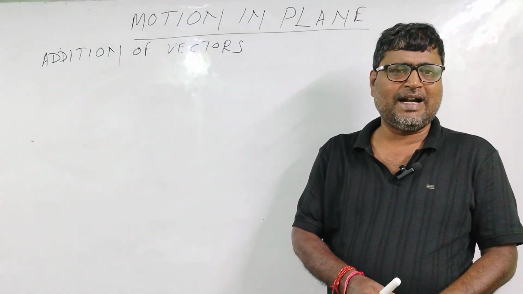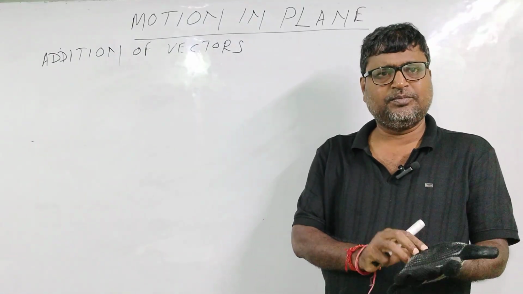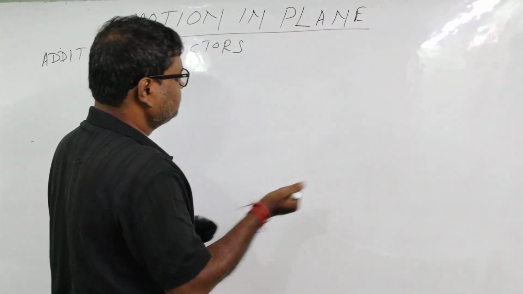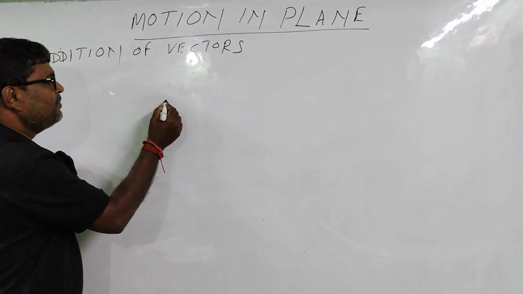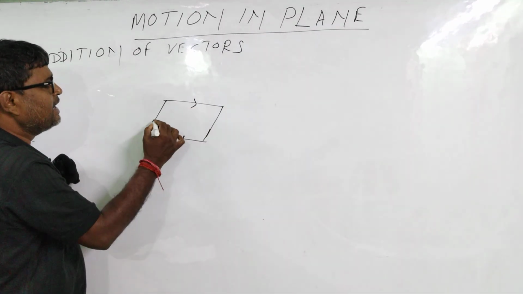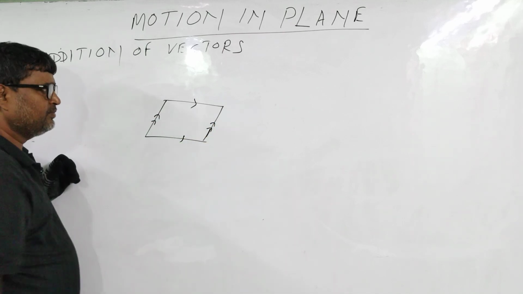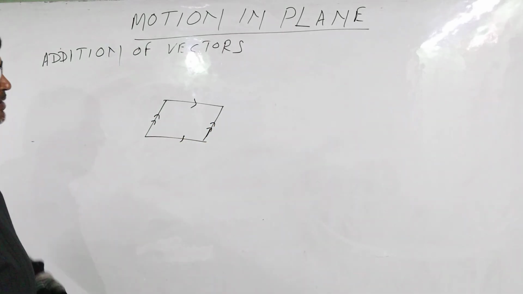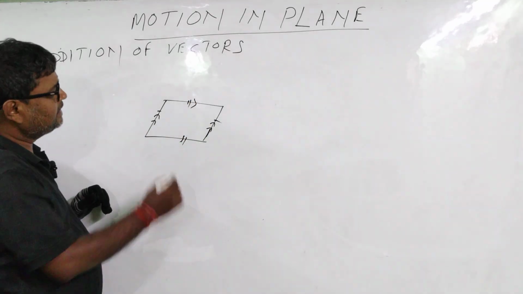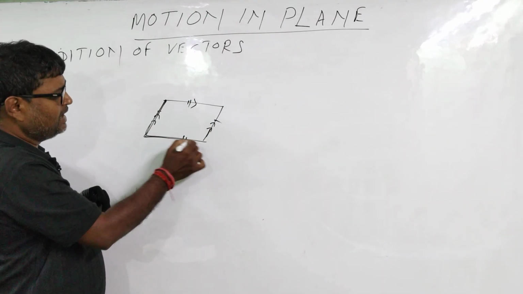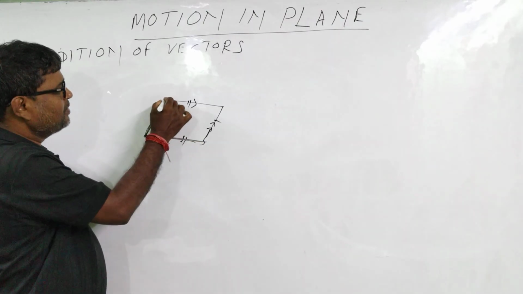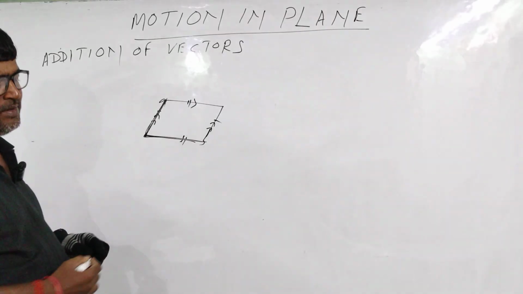Parallelogram law of vector addition is a very important result. Suppose this is a parallelogram. Parallelogram means opposite sides are parallel and opposite sides are equal. These are the adjacent sides, meaning sides drawn from a point.